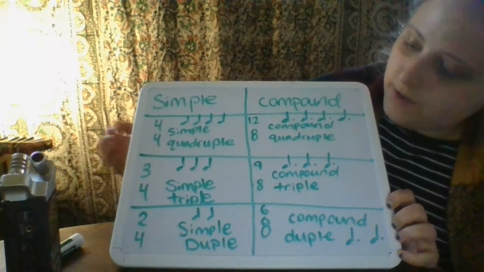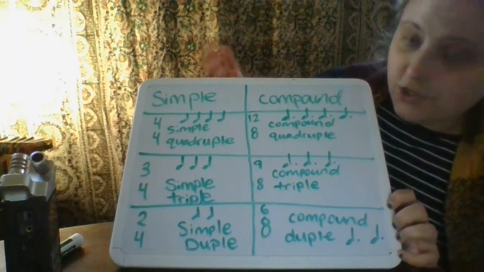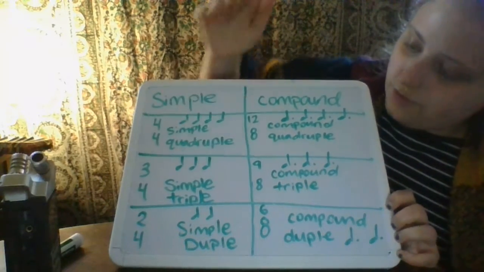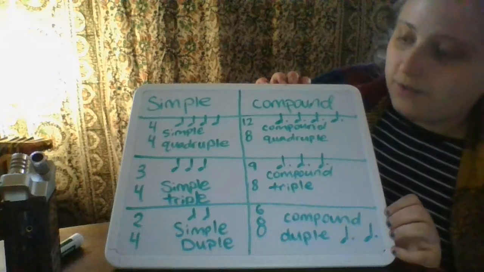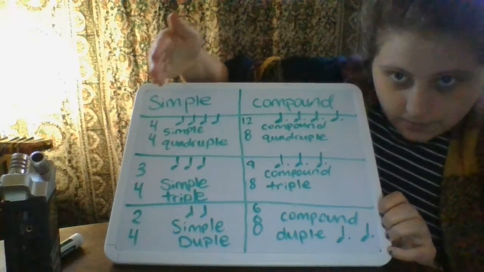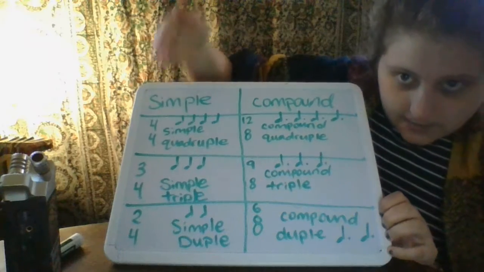Next, 3 beats in a measure. Simple triple, because triple means 3. 1, 2, 3. 3 beats in the measure. The quarter note still gets the beat. So 1, 2, 3. Tee, tee, tee, tee, tee, tee.